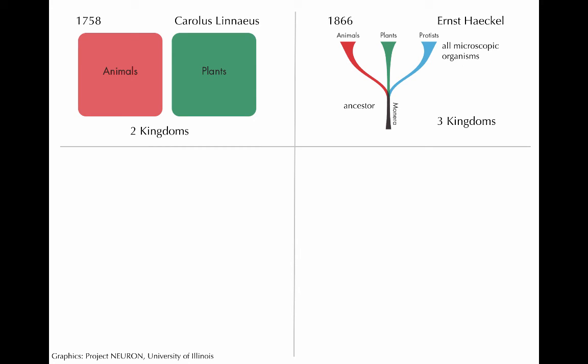Then we get to Ernst Haeckel. So he was in the mid-1800s, and he took into account that there were microscopic organisms, and he put all those microscopic organisms in protists, and then called this group Monera the ancestor of everything else. So Monera were these really tiny single-celled organisms that weren't very well understood. He thought, well, these are super simple. They must be the ancestor that gave rise to everything. So he basically had three kingdoms. You've got the animals, the plants, and then all the little stuff, which are called protists.